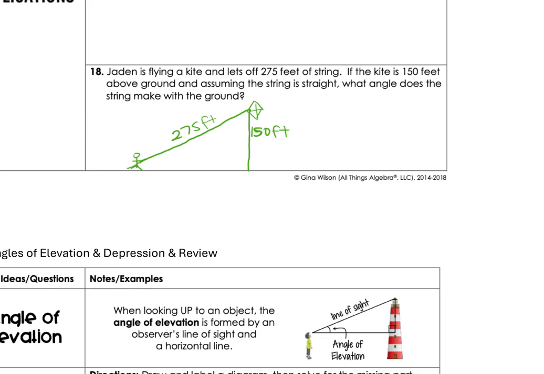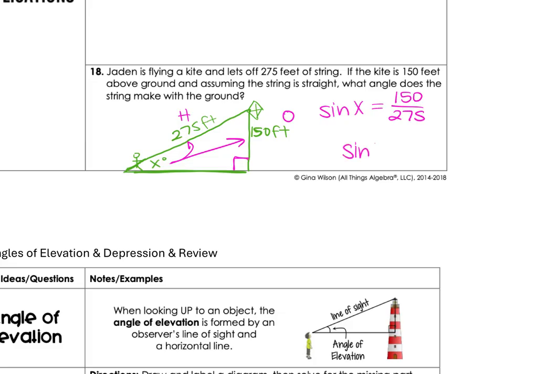Now you have to assume for a second that he's holding the string on the ground. They didn't word that very well. We're looking for this angle, right? The angle the string makes with the ground. Which trig function? You have the opposite and you have the hypotenuse, because this would be your right angle. So we're going to say the sine of X equals what? 150 over 275.